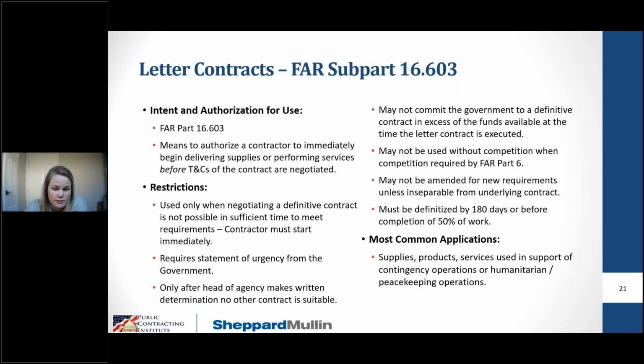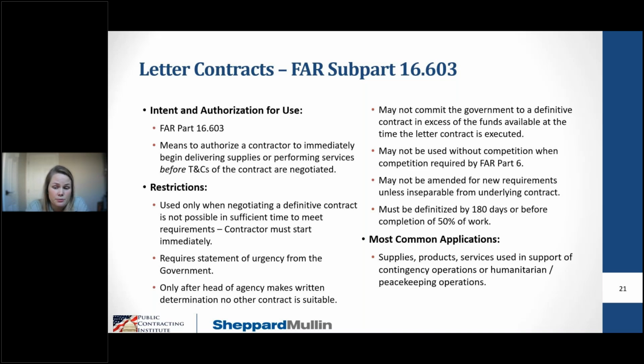Some limitations, right? Letter contracts can only be used if the head of the agency makes a written determination that no other contract or option is suitable for the government's needs. The contract must be definitized within 180 days after the contractor submits a proposal or by the date the amount of funds obligated under the contract exceeds 50% of the do not exceed price. So there's a timeline on getting things negotiated and a contract entered into.